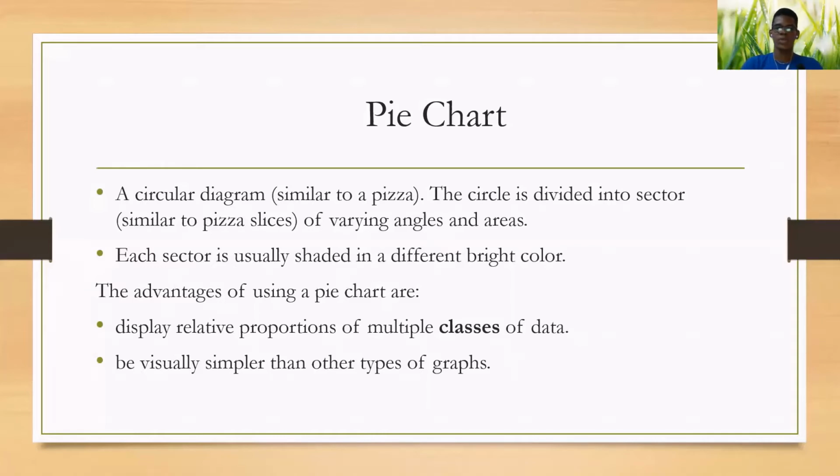Now, the advantage with a pie chart is that it displays relative proportions of multiple classes of data. It shows you how many slices of the pie each class or each observation has, relative to each other, right? Who has more frequency relative to another observation? And it's one of the visually simplest graphs to interpret. The pie chart is one of the easiest graphs to interpret.